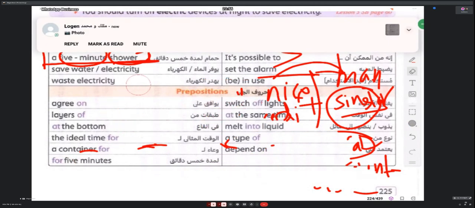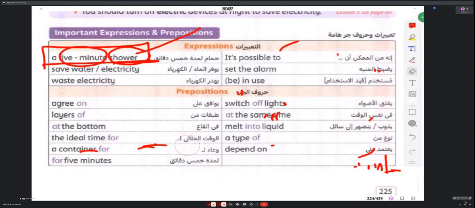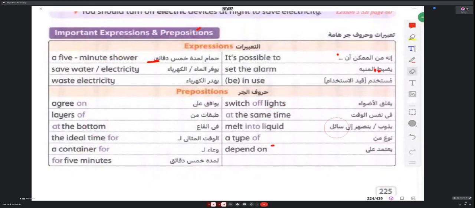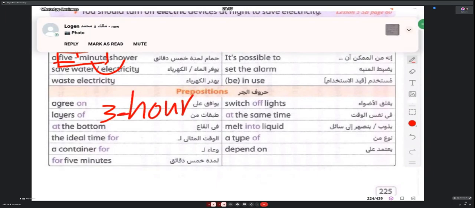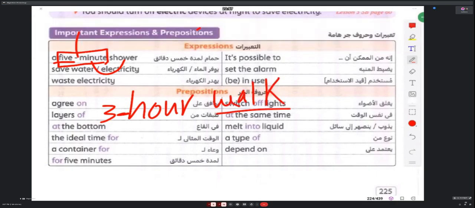Number two, this is called a hyphen. A hyphen directly joins the first word and the second word, and both are adjectives to the last noun. 5-minute shower. 3-hour walk. Walk here means a walk, a noun. A 3-hour walk.